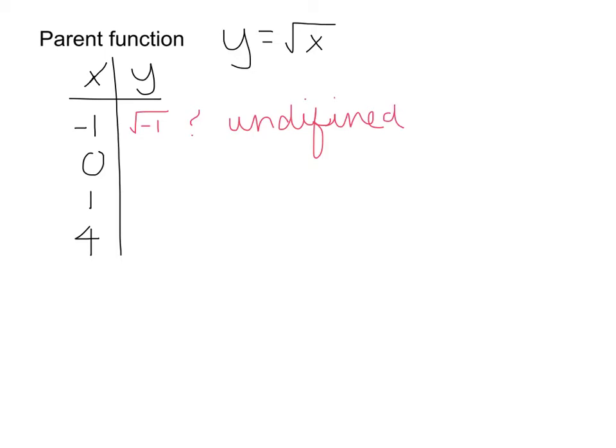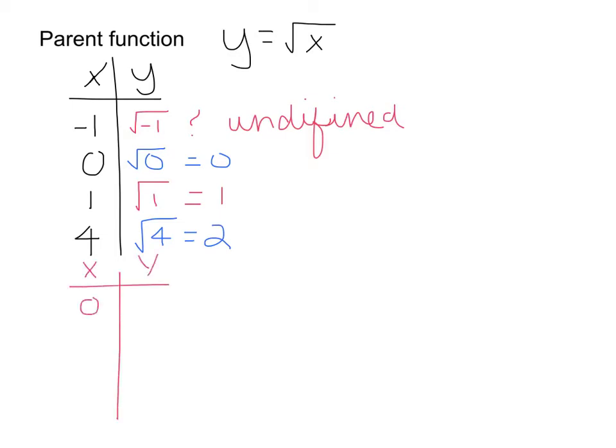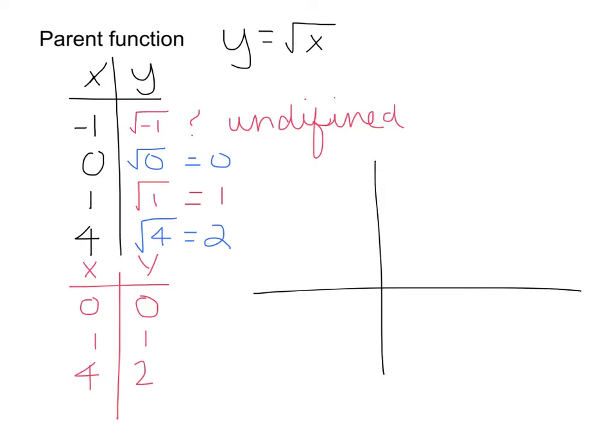Okay, plug in the square root of 0. The square root of 0 is 0. Plug in the square root of 1 and you get 1. And then the square root of 4 and you get 2. So you are going to only graph the points 0, 0, 1, 1, 4, 2. And your graph kind of looks like this.